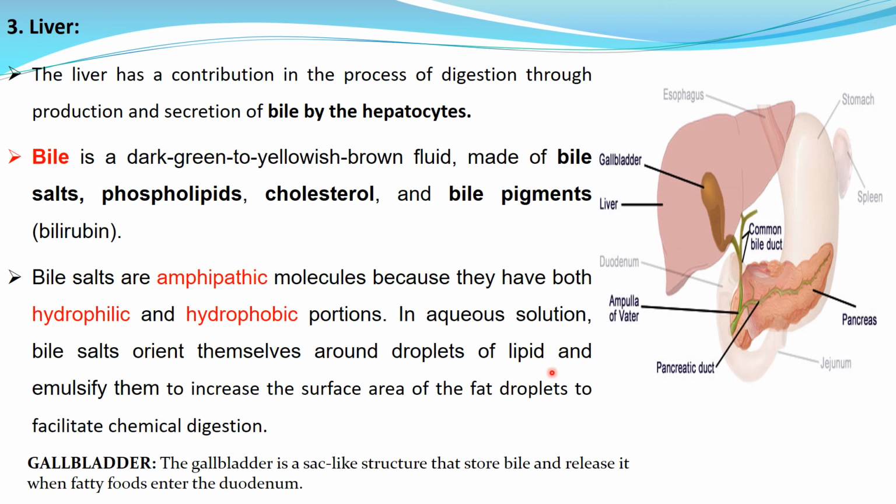So bile salts, which are a component of bile, are amphiphilic molecules because they have both hydrophilic and hydrophobic portions. In aqueous solution, bile salts orient themselves around fat droplets and emulsify them to increase the surface area of the fat droplets to facilitate the chemical digestion.